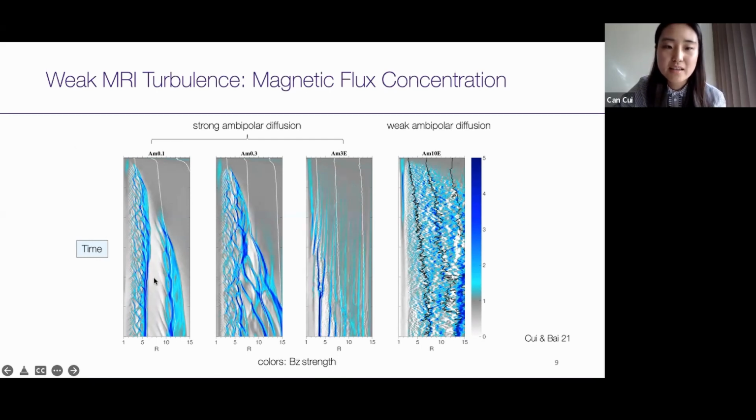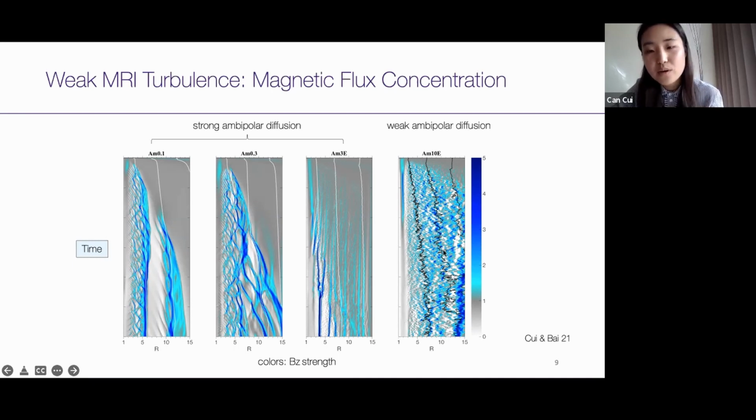So look at these left 3 panels. You can find that some of the concentrated flux sheets are quite static. They do not move over time, such as the left one and the third column. And some of them are quite dynamic. They can emerge or split over time.